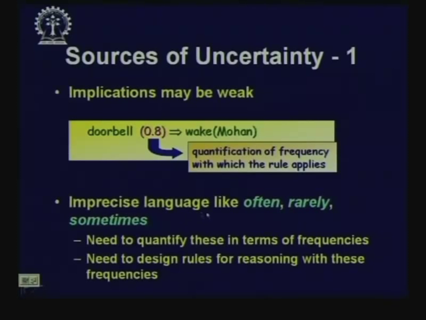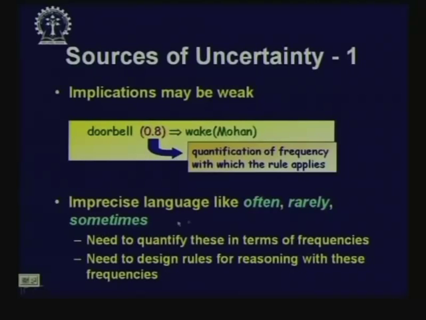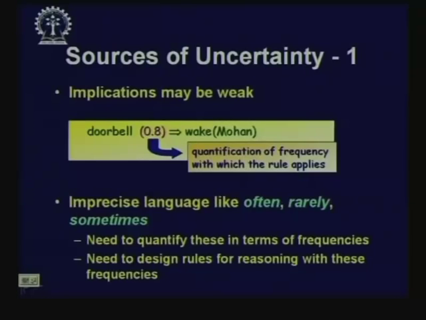Now, imprecise language like often, rarely. I rarely meet Tom. How frequently? Okay. Sometimes. All these typical words that we use in our day to day life lead to impreciseness in the statement. Now, in order to really work in the AI area, and to develop real applicable systems, we have to quantify these imprecise terms, in terms of frequencies might be some way. One possible way is to code them in terms of the frequencies. We will see the other ways also.